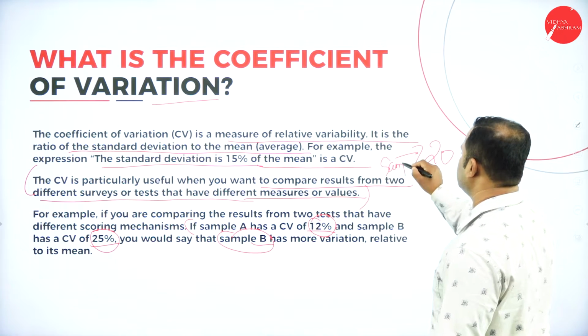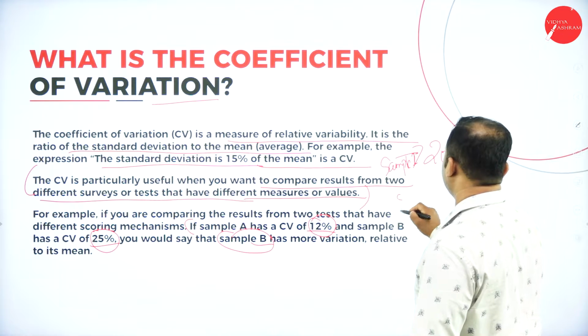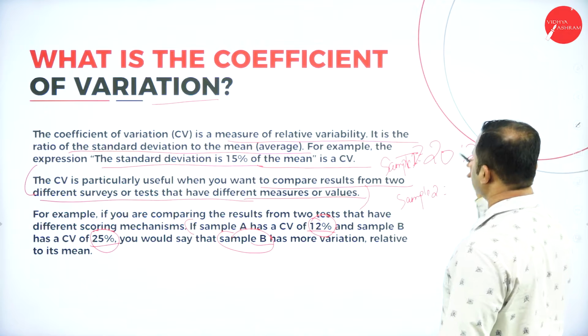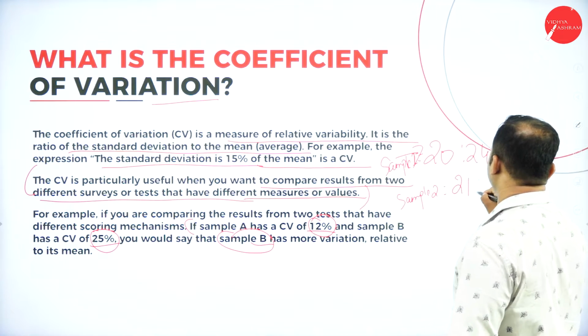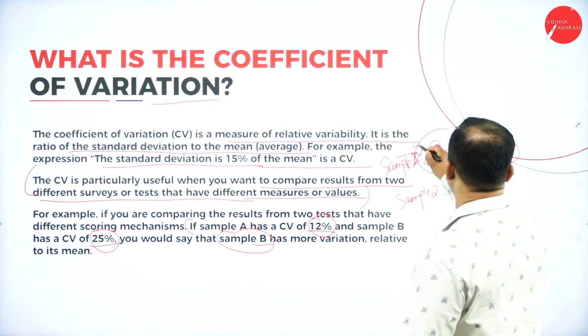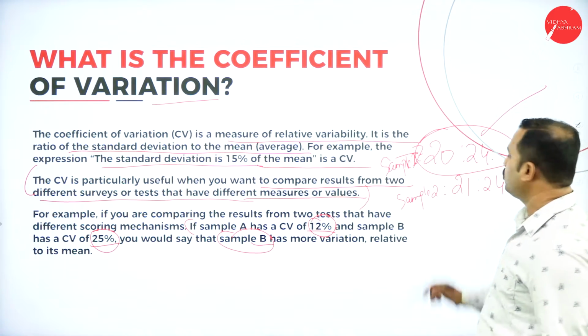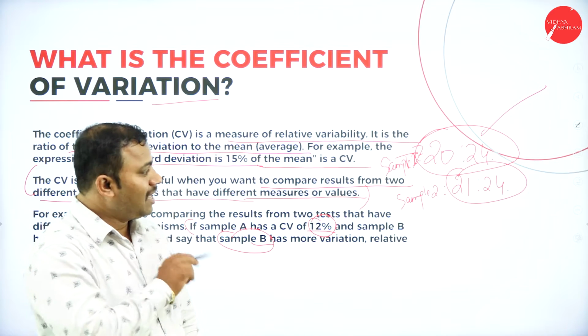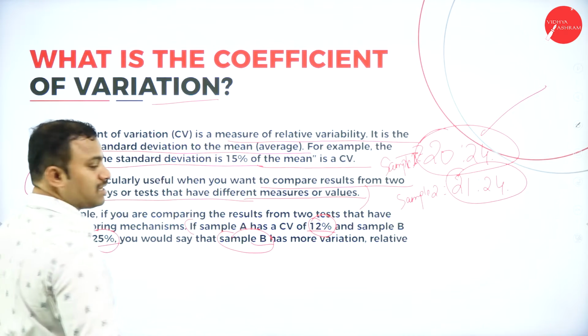Let me call this sample 1. Let me take another sample, that is sample 2. For sample 2, I'll get some other value, that is 21:24. Which one is greater here? Obviously, I'll get the deviation, that is variation, which is more than this. That is, sample 1 has more variation than sample 2. That is what is being explained here.